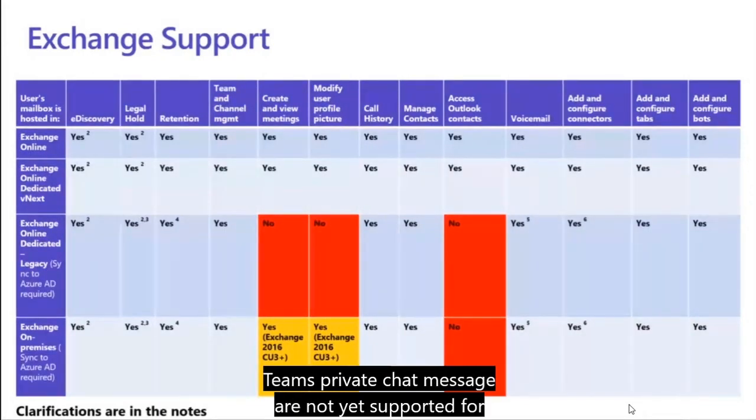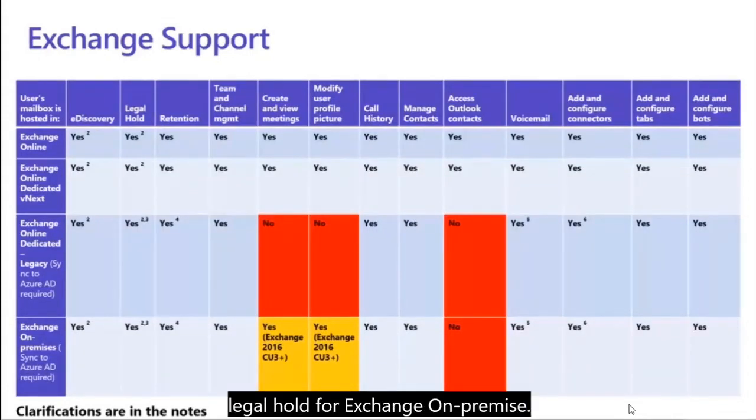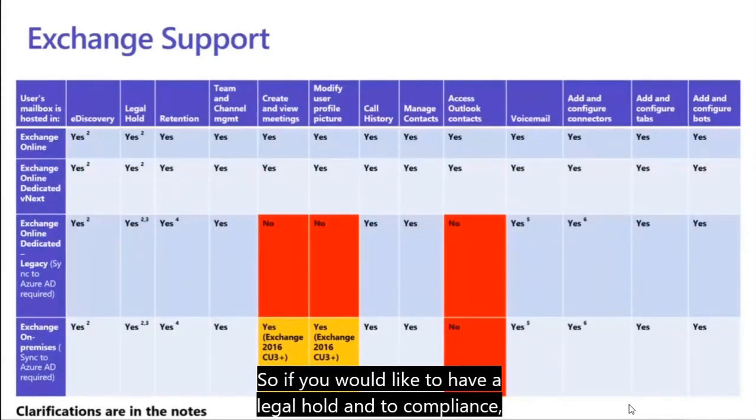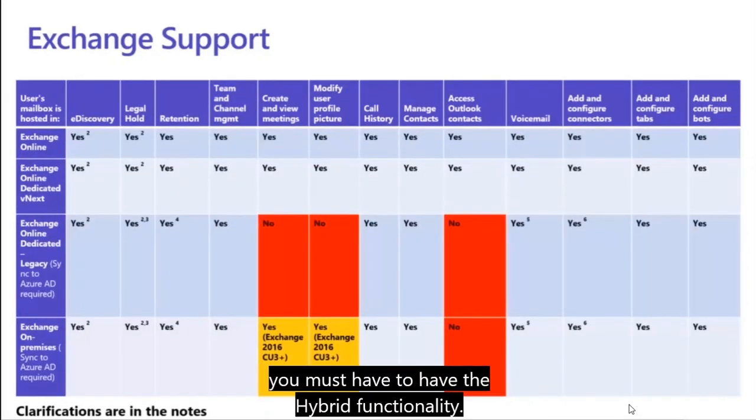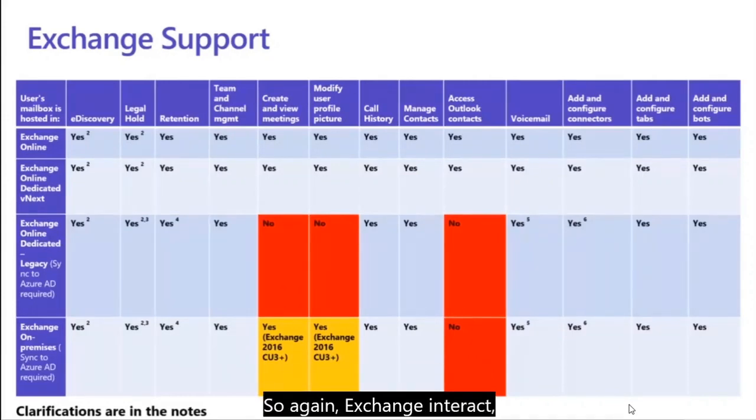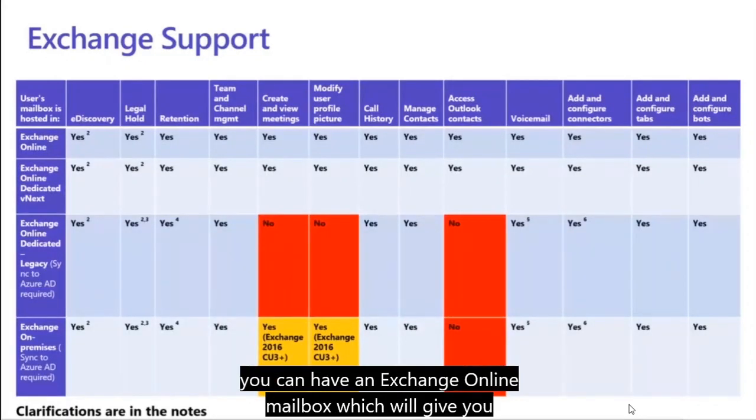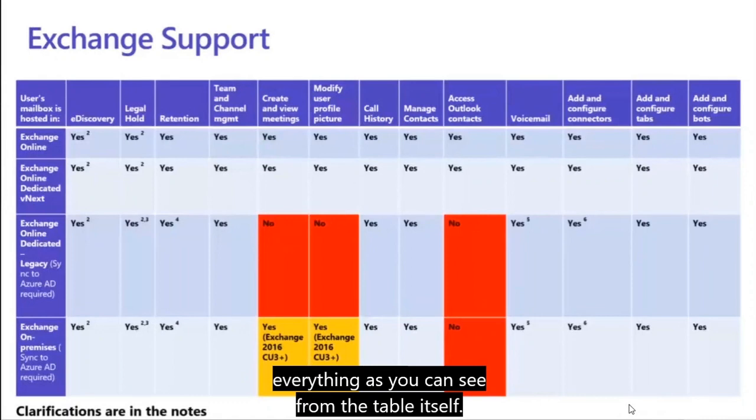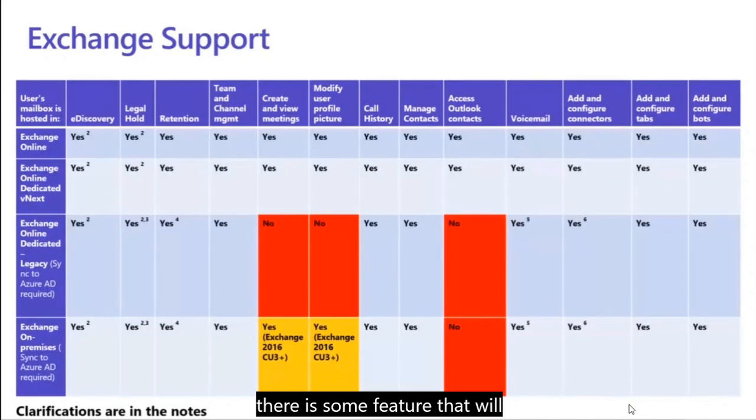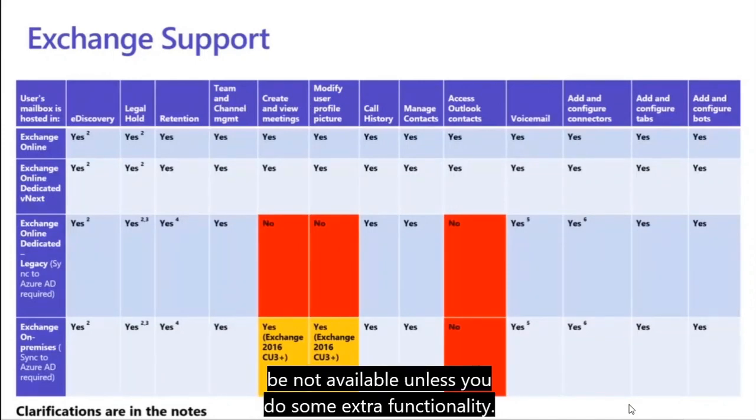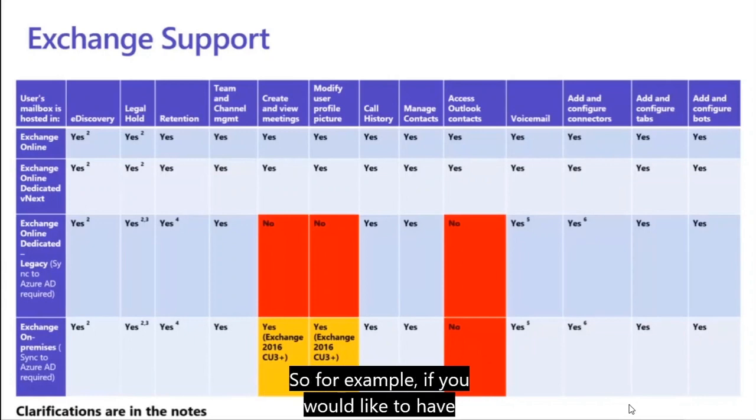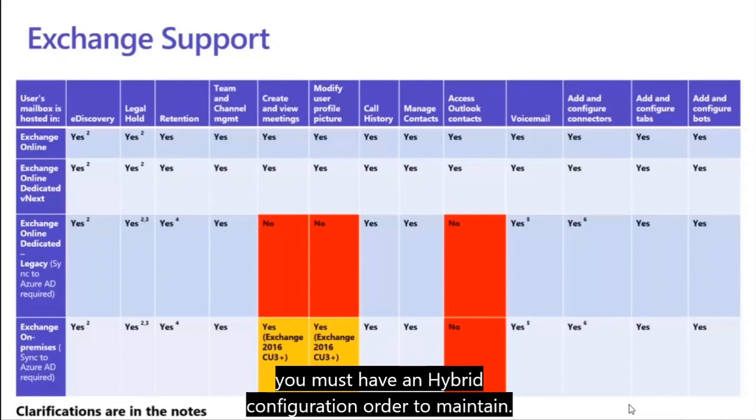Teams private chat messages are not yet supported for legal hold for Exchange on-premise. So if you would like to have a legal hold and compliance, you must have the hybrid functionality. So again, if you would like to have the full feature set, you can have an Exchange Online mailbox, which will give you everything, as you can see from the table itself. If you have Exchange on-premise, there are some features that will not be available unless you do some extra configuration. For example, to enable legal hold and retention, you must have a hybrid configuration.